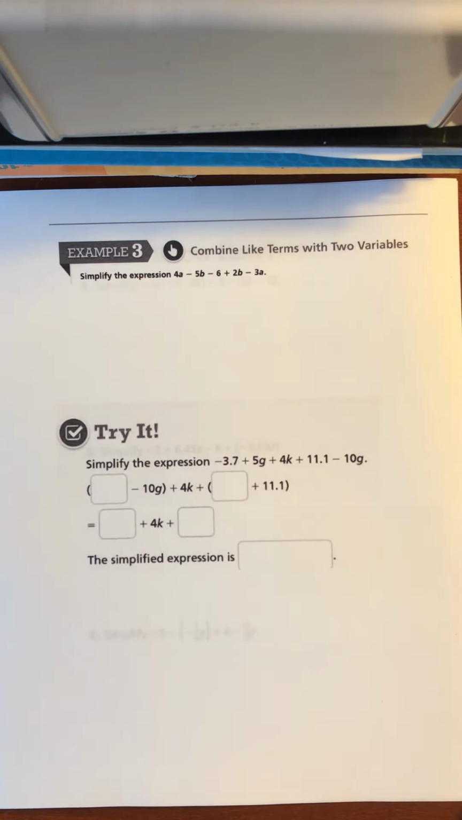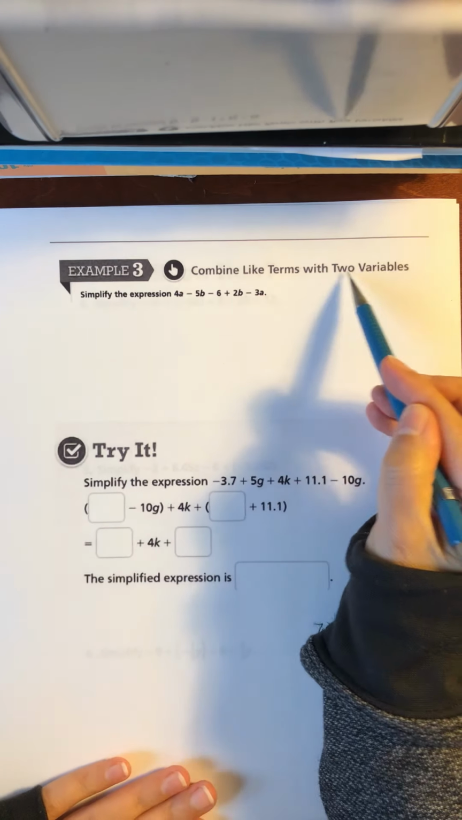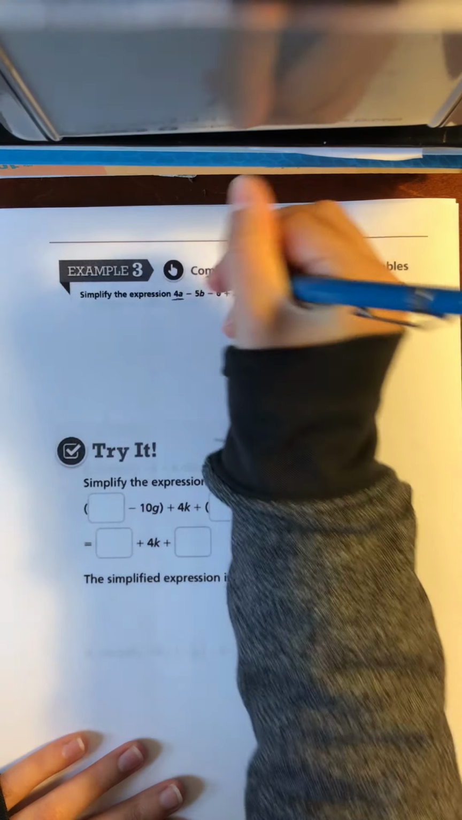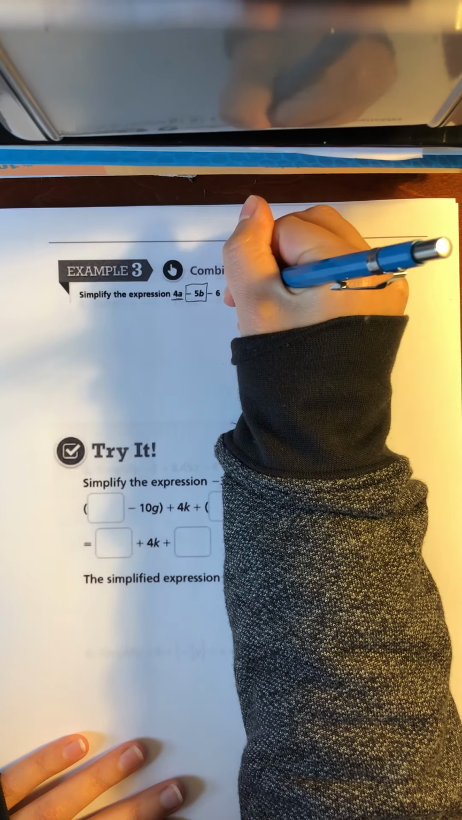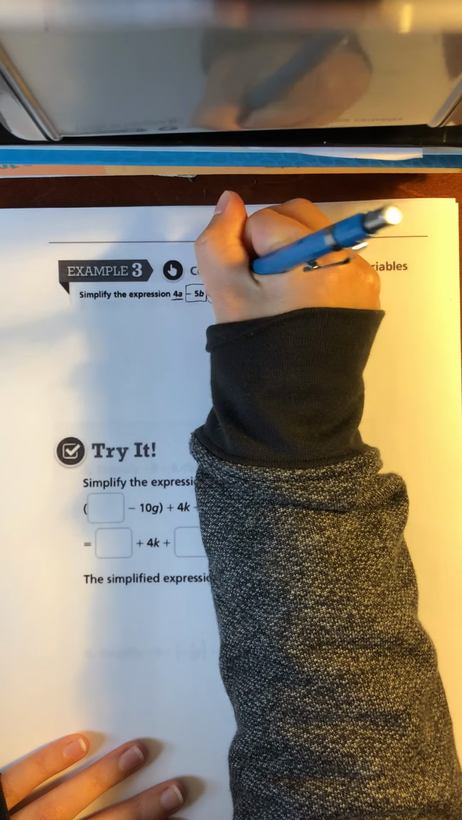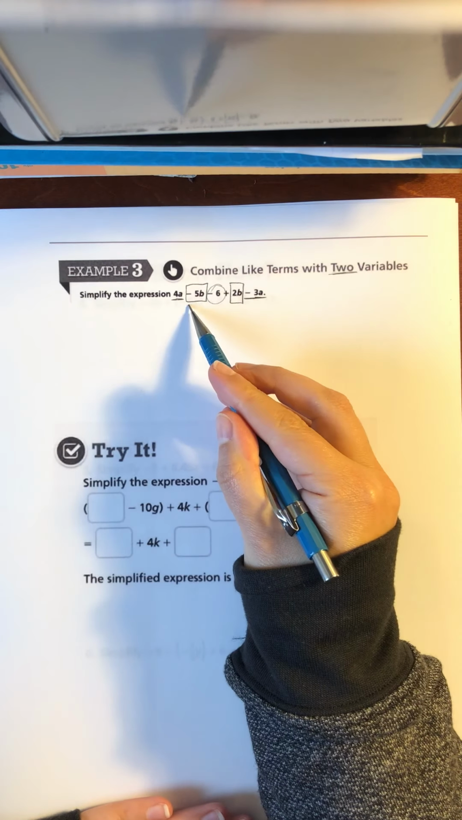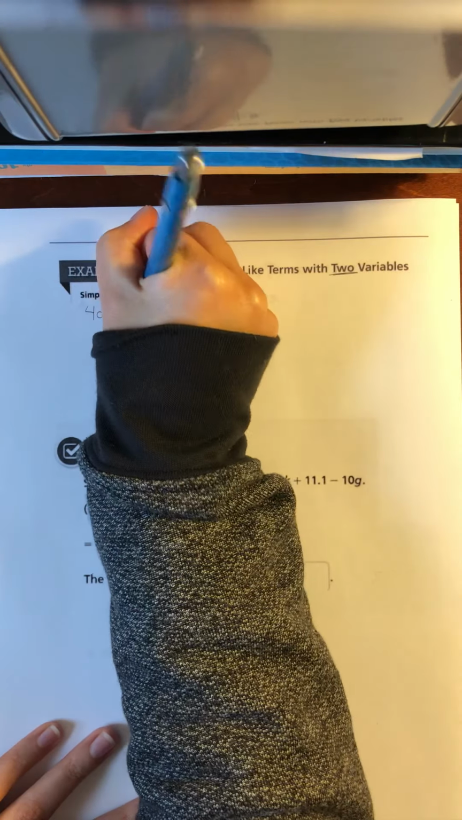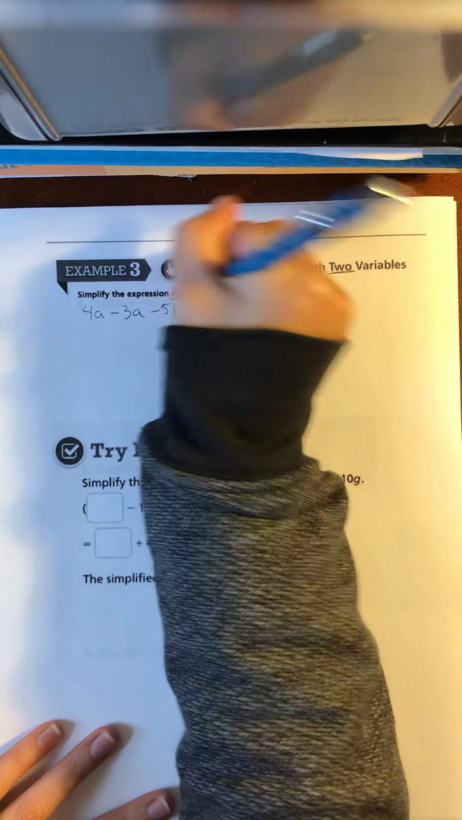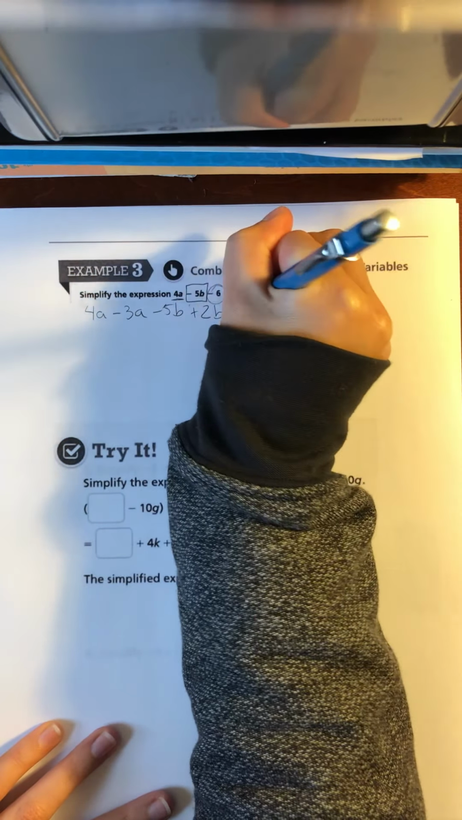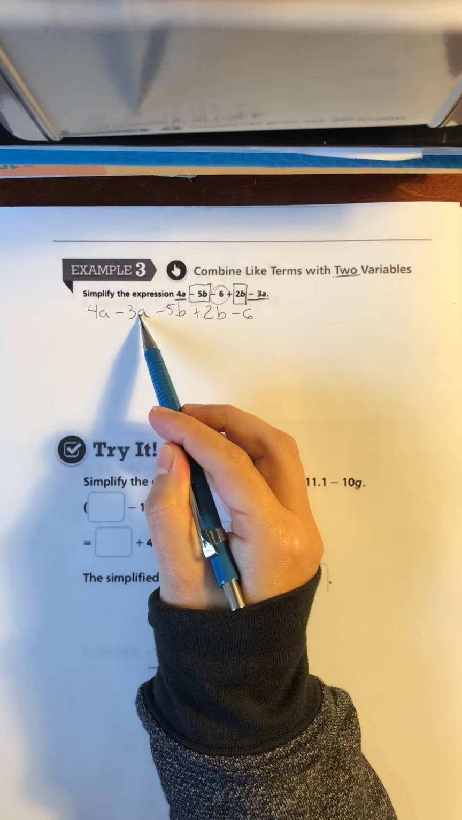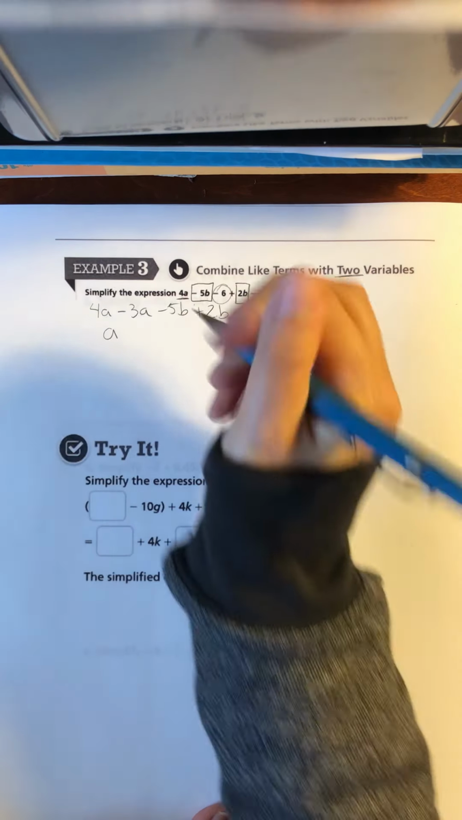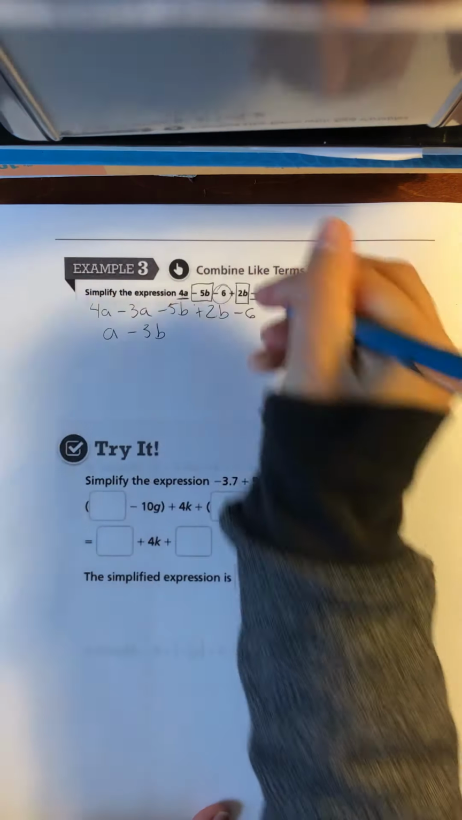Next, example 3. Okay, be careful with this one. We have two variables here, okay? So we have 4a, and we have negative 3a. Then we have negative 5b and 2b, and then we have negative 6, okay? So 4a minus 3a, negative 5b plus 2b minus 6. So 4a minus 3a is just 1a, or just a. Negative 5b plus 2b is negative 3b, and then a minus 6.